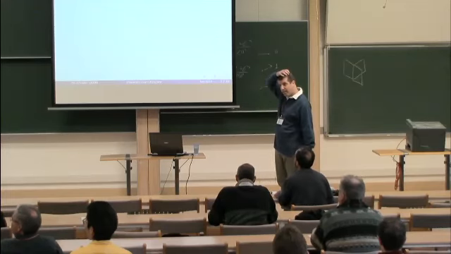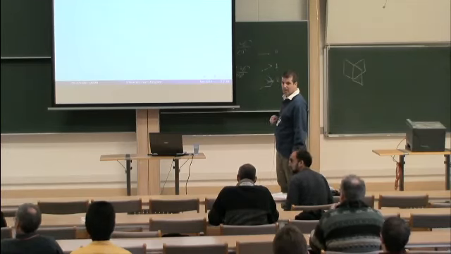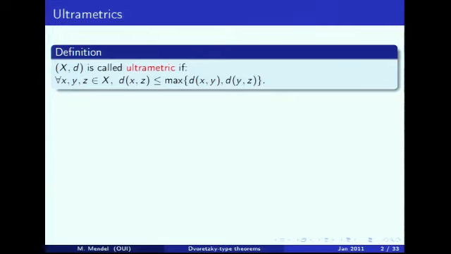Okay, so an ultrametric is a special kind of metric space in which the triangle inequality is replaced by the ultra-triangle inequality. The distance between x and z is at most the maximum of the distances between x and y, and y and z. We're going to talk a lot about ultrametrics, so I want to explain it slightly deeper.